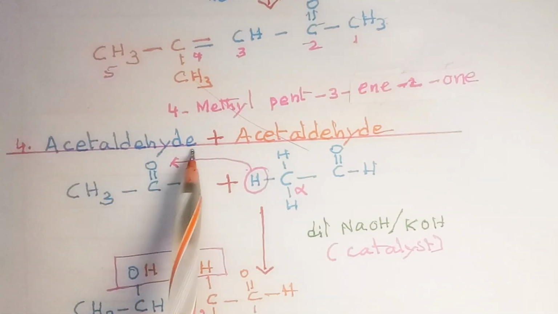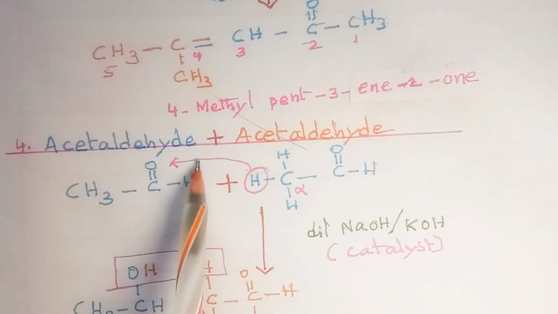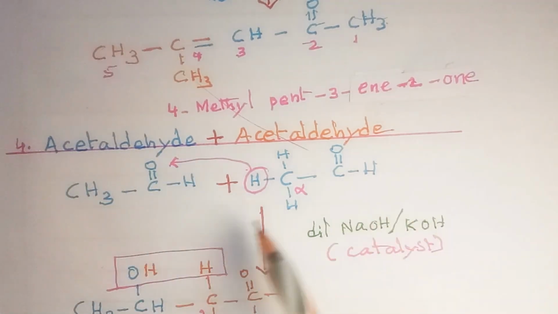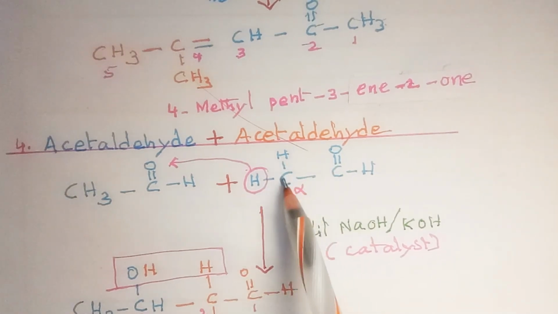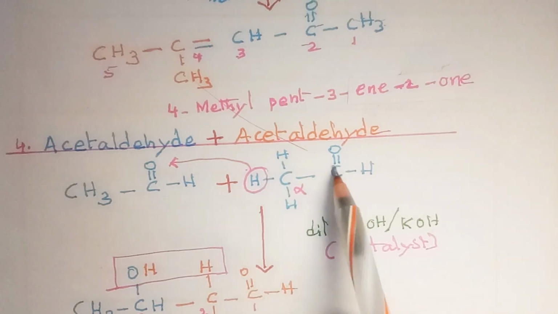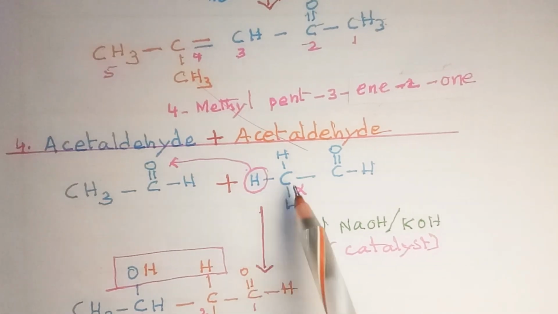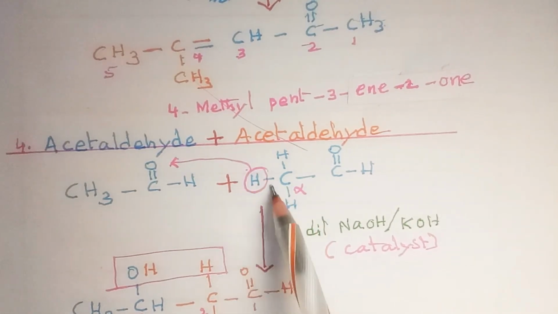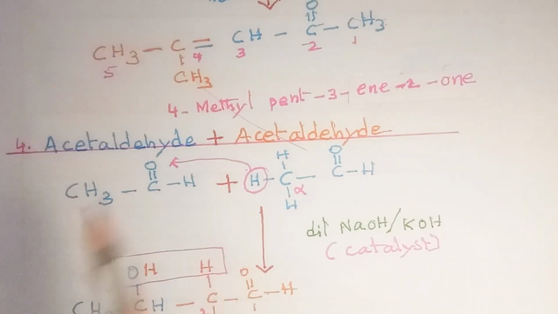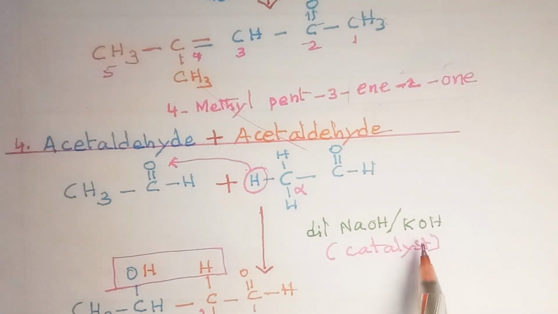One acetaldehyde is written in blue ink, CH3CHO. So the first reactant is always written as it is. In the second reactant, we expand the alpha hydrogens. So CH2H, C double bond O H. This is the second acetaldehyde. So this alpha hydrogen is joined to this oxygen atom. This occurs when they are treated with dilute alkali.